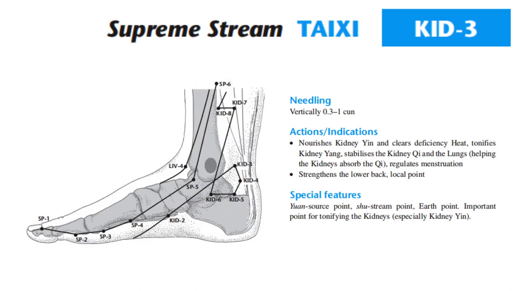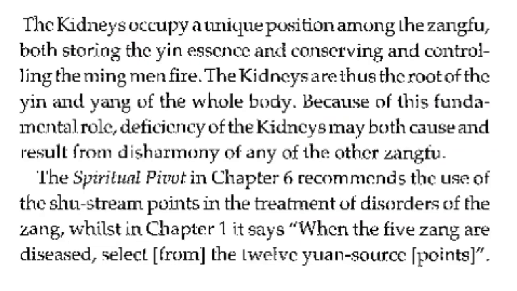Important point for tonifying the kidneys, especially kidney yin. The kidneys occupy a unique position among the Zang-Fu, both storing the yin essence and conserving and controlling the Mingmen fire. Kidneys are thus the root of the yin and yang of the whole body. Because of this fundamental role, deficiency of the kidneys may both cause and result from disharmony of any of the other Zang-Fu.